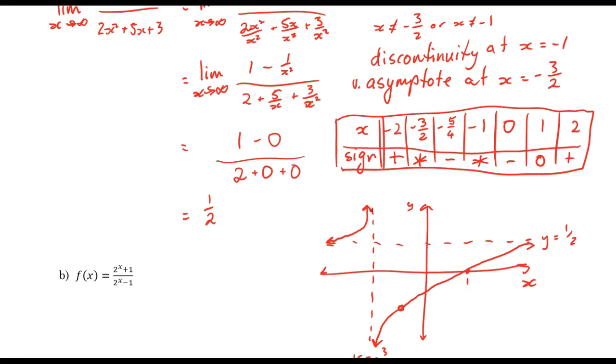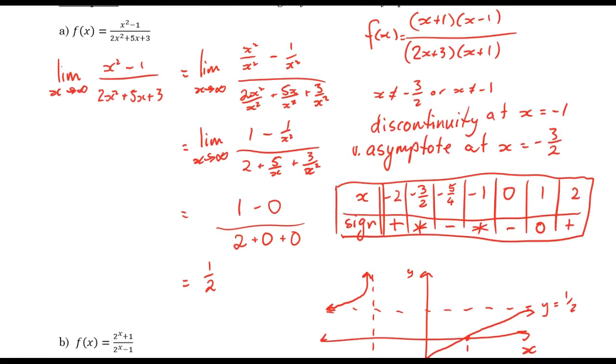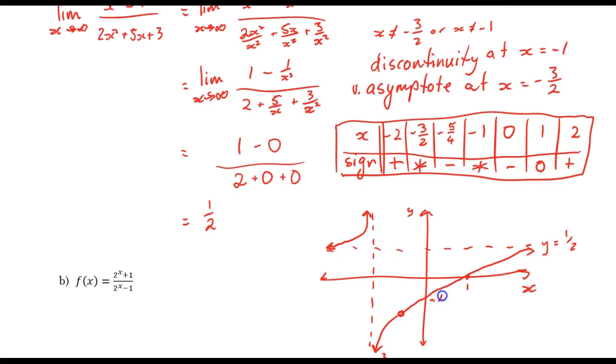It probably should be a bit curvier. I could find the y-intercept fairly easily, I suppose. Let x equals 0, and I get negative 1 over 3. So that's negative 1 over 3. Rightio, that'll do us. I could find the coordinates of that discontinuity too, but look, I think that's going to do us. I think that's pretty good.